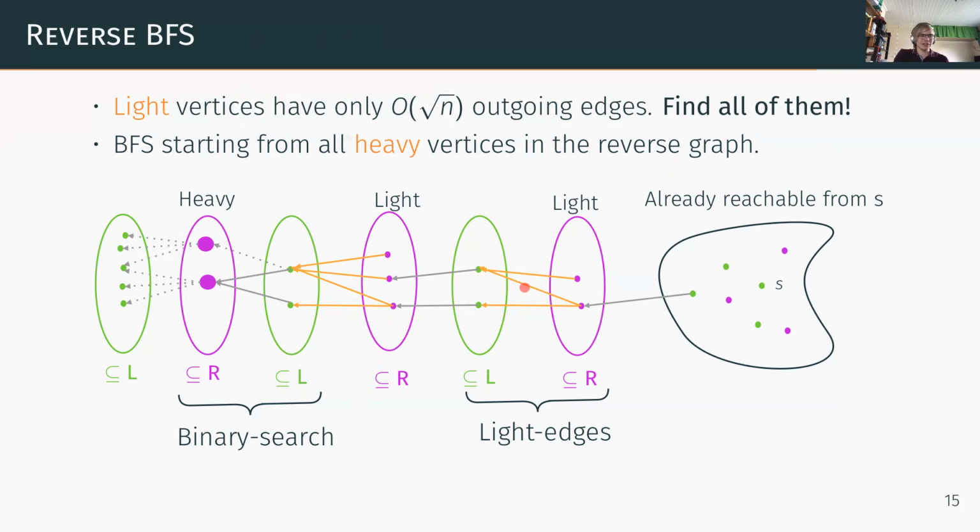we alternate with using these light edges, like those we already know, and the binary search trick until we end up with some vertex we already know is reachable from S. We can then simply trace back this path to the heavy vertex. So now we have found some heavy vertex which is reachable from the source. And this is the good case again, right? Because now we know that at least square root n many vertices, we have found square root n many new vertices reachable from the source.